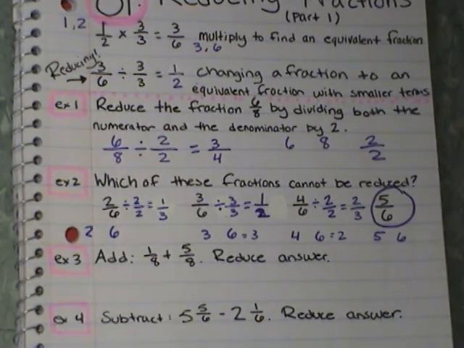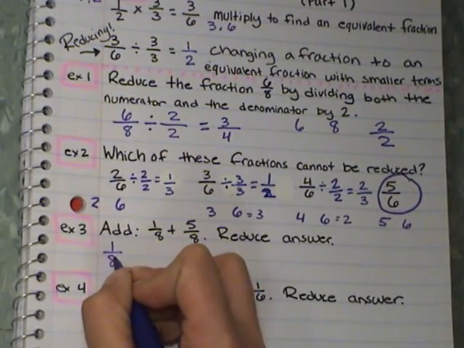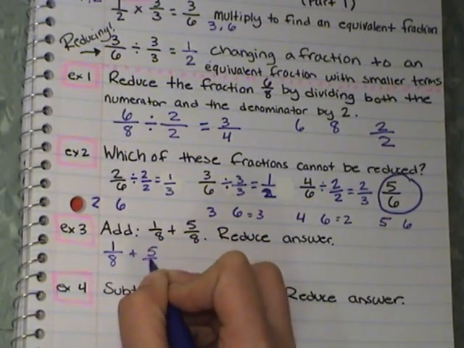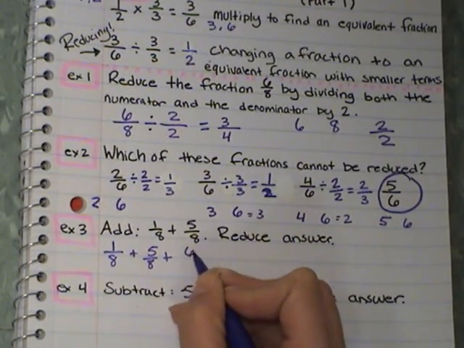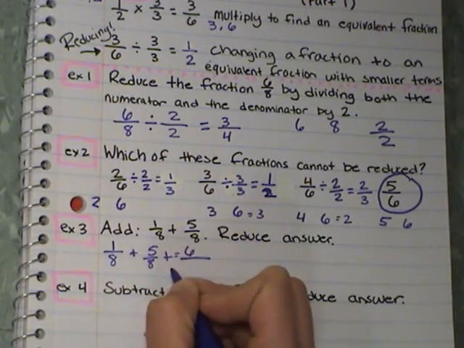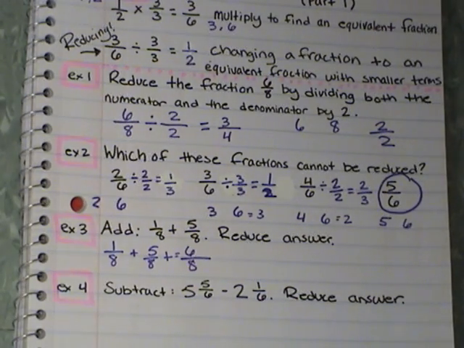Alright, try number 3. See if you can do it by yourself. It says add 1/8 plus 5/8, then reduce your answer. Alright, so I'm adding, and this is something that we are very used to: 1/8 plus 5/8, and I add straight across. 1 plus 5 is 6. When I'm adding, I don't change my bottom because I'm just adding pieces onto it. My denominator stays, so my answer is 6/8. And I need to reduce this answer. I need to put it into its smallest terms.